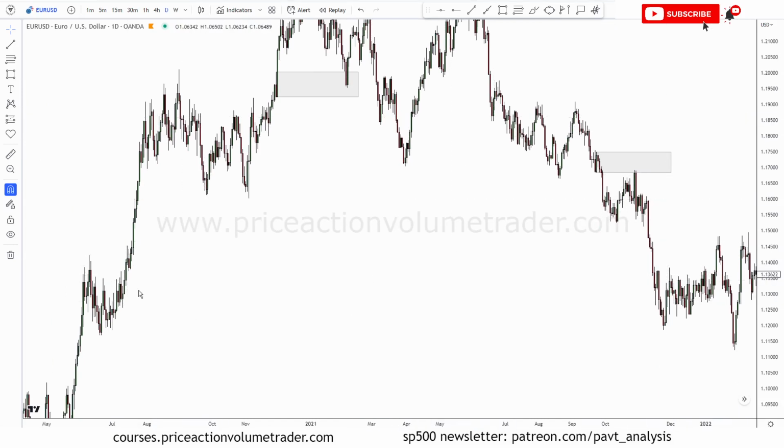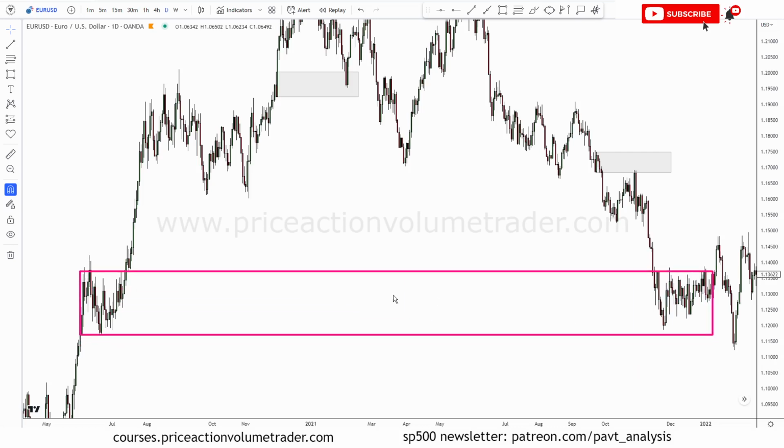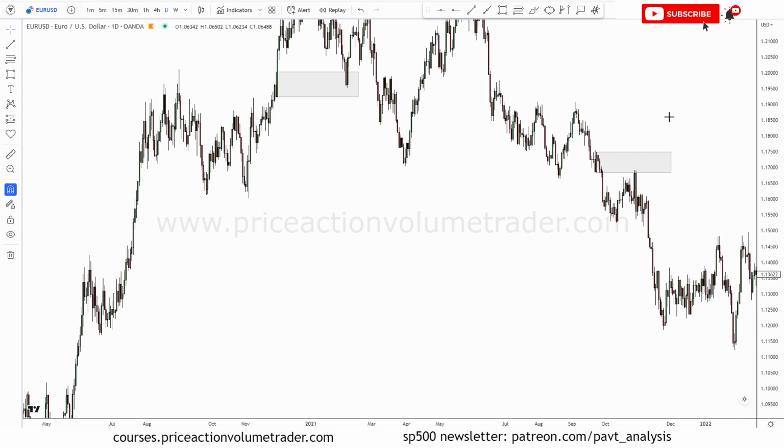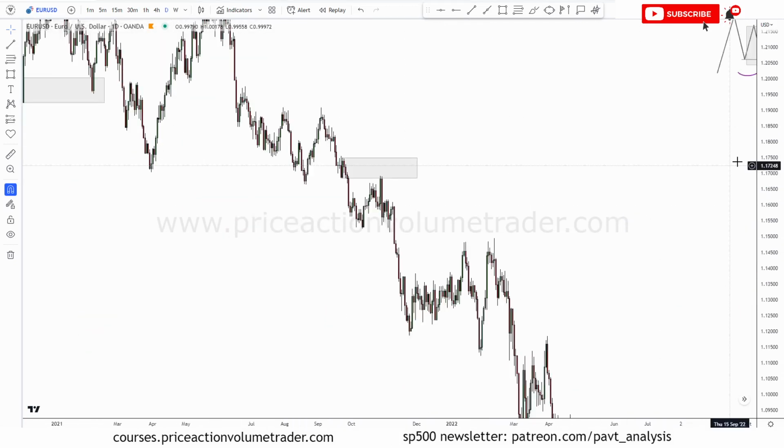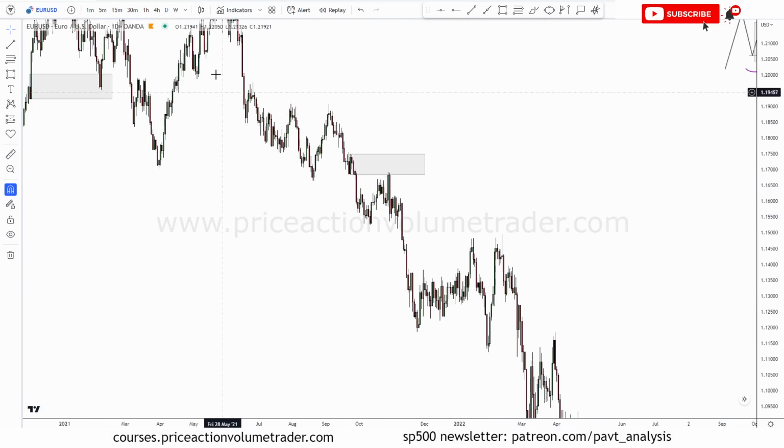You can see here we have this whole cluster right here. So then this could be another logical level to take profits if we expect this low now to be broken and we have this whole impulsive move and this gap to fill as well into here. Okay, so those are examples on Euro US dollar on the daily chart.